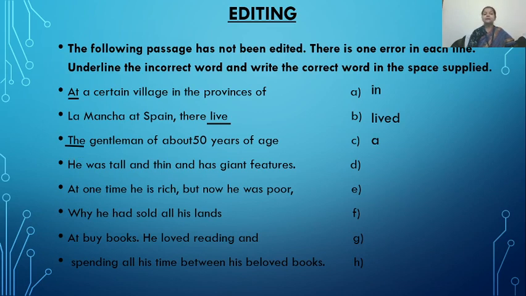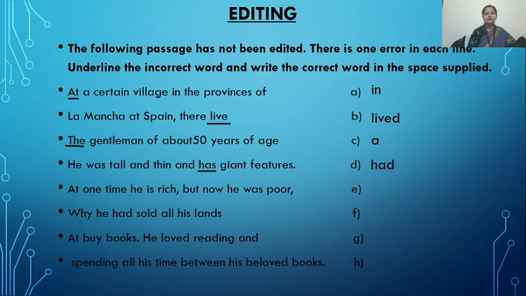Now look at the fourth line. He was tall and thin and has giant feature. If the sentence is in past tense, is has appropriate according to the tense? No. So what is the past form of has? Had. So my mistake is has. It should be had. Had is the appropriate word in the place of has.